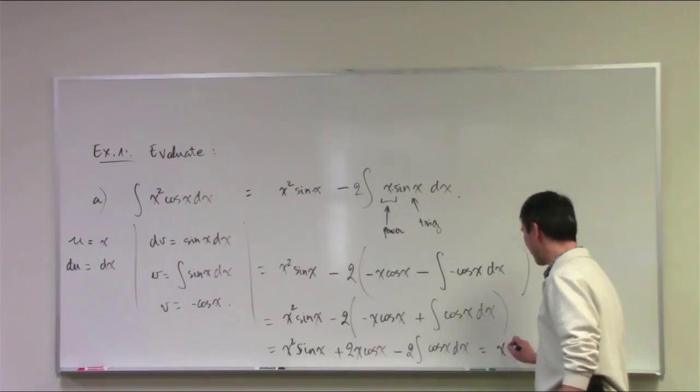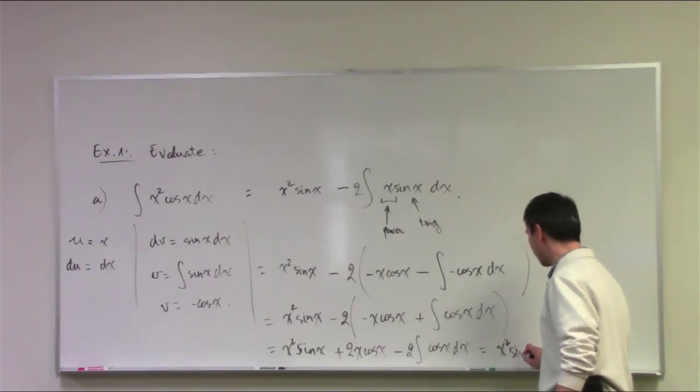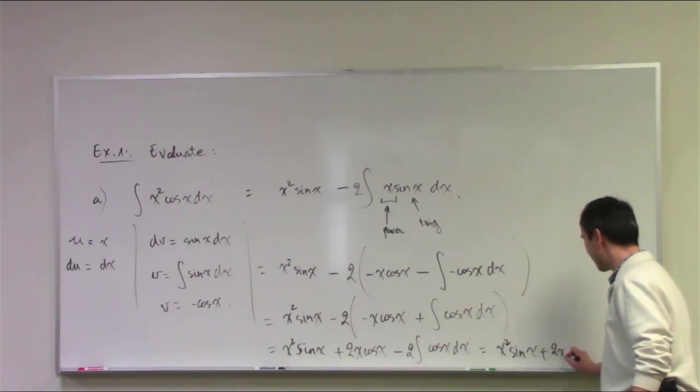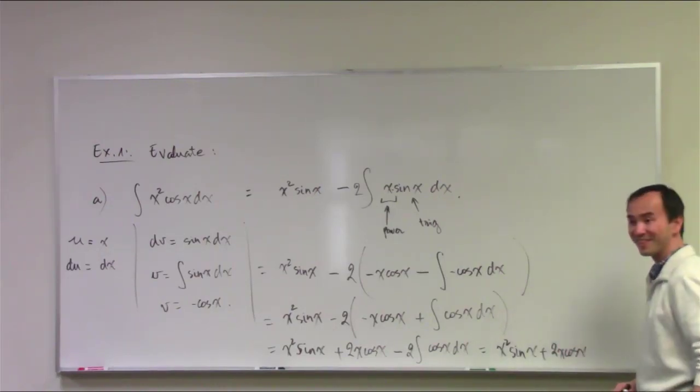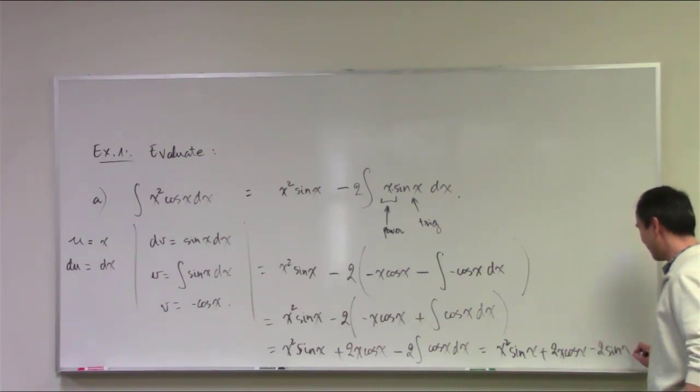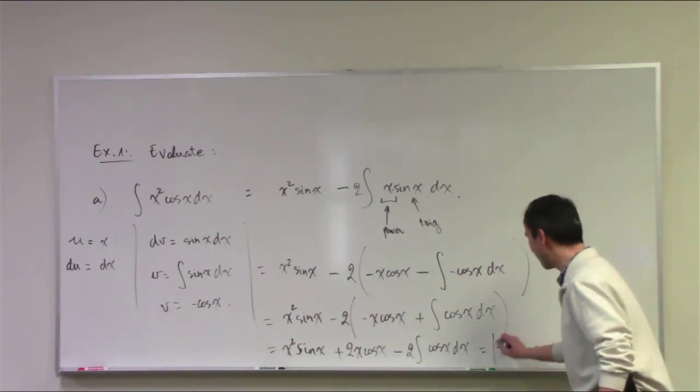Easily done. So x squared times sine of x, that's a plus term. Plus, I've got 2x times the cosine of x, right? You get that? And then minus 2 sine of x. And now this is a good place to put in your final plus c. You know what I mean?